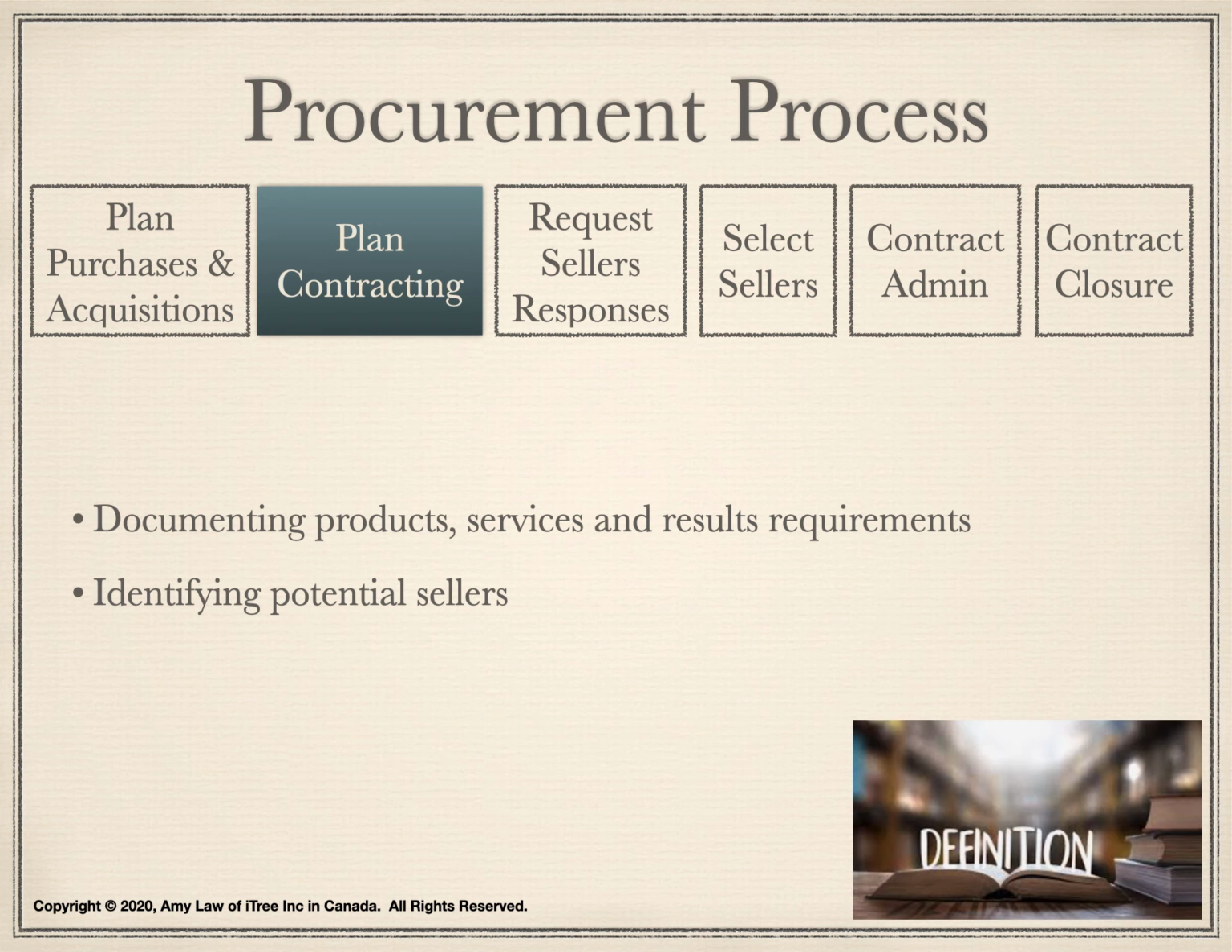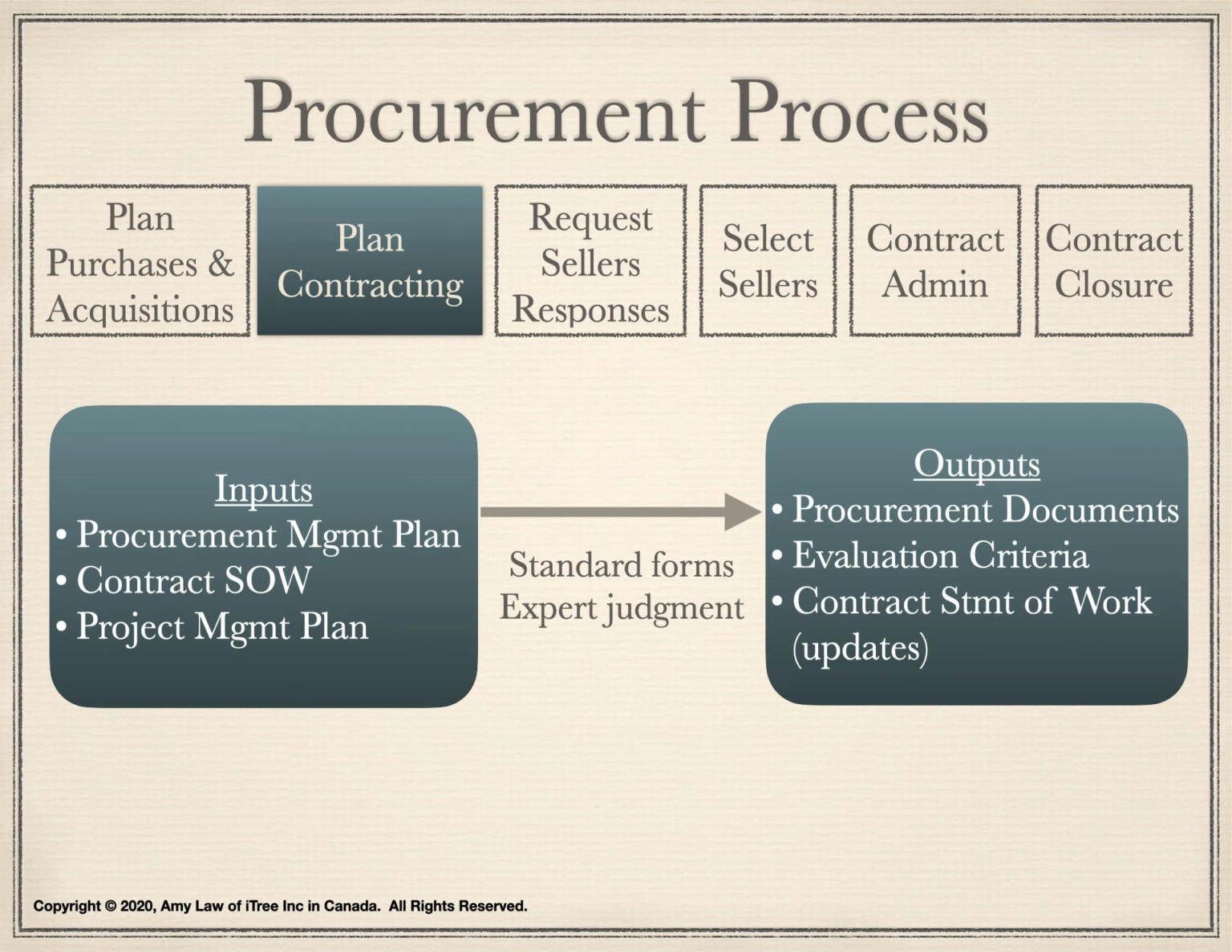The definition of the planned contracting is to document products, services, and result requirements, and to identify potential sellers. In planned contracting, we input the procurement management plan, contract statement of work, and project management plan. We use the standard forms and expert judgment. We get the procurement documents, evaluation criteria, and contract statement of work updates as the output.